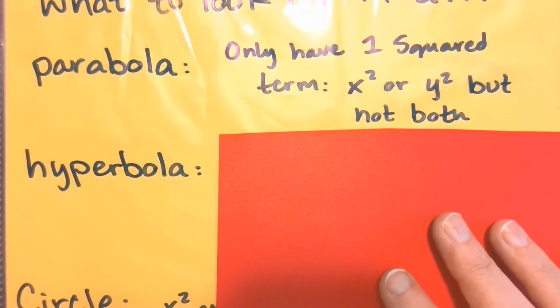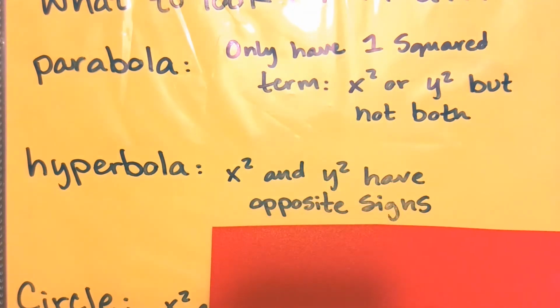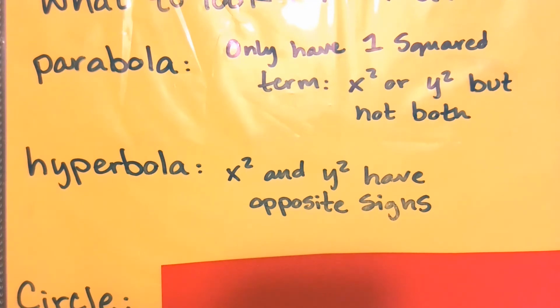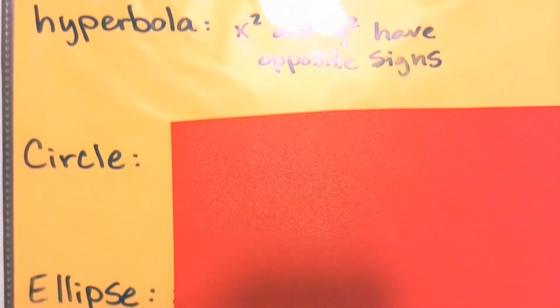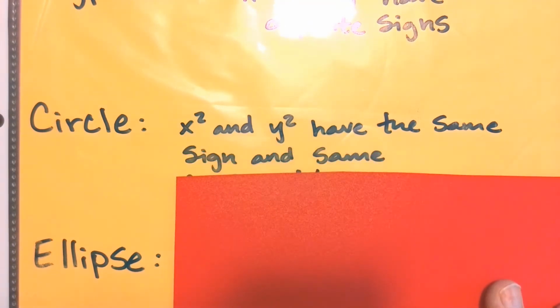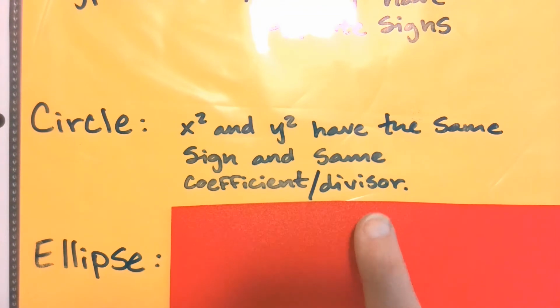So in the hyperbola, I'm looking for an x squared and a y squared, but they have to have opposite signs. Remember that hyperbola has that negative in it. That's where that negative comes in, where one of them has to be negative in order to be a hyperbola. With the circle, we know that they are both positive. Again, we have an x squared and a y squared. They have the same sign, so technically if they're both negative, we could factor out the negative, and now they're both positive. So as long as they have the same sign, and then we're going to talk about this in our examples in a second, but they should have the same coefficient or the same divisor.